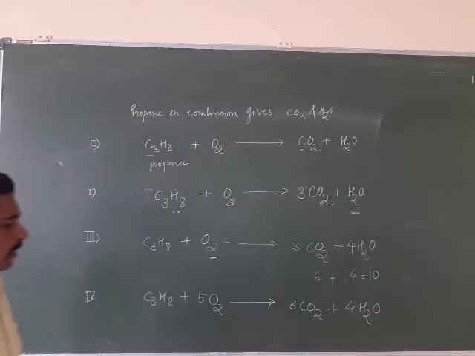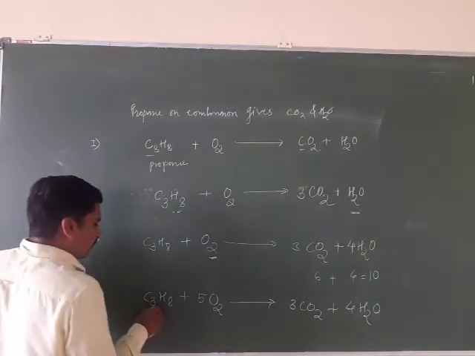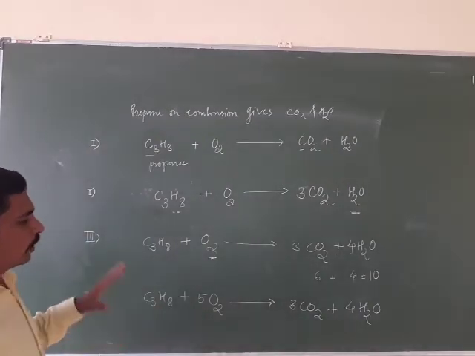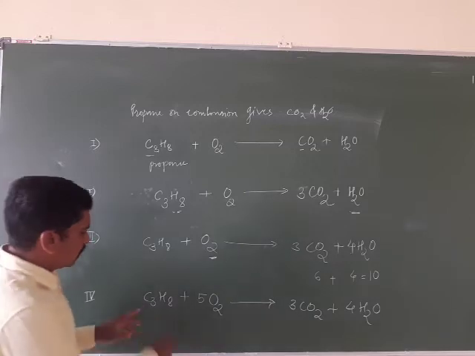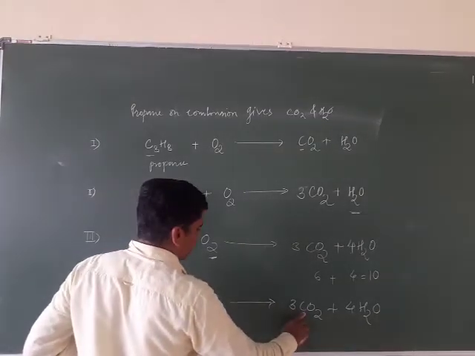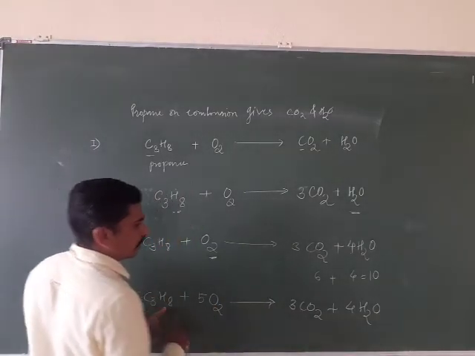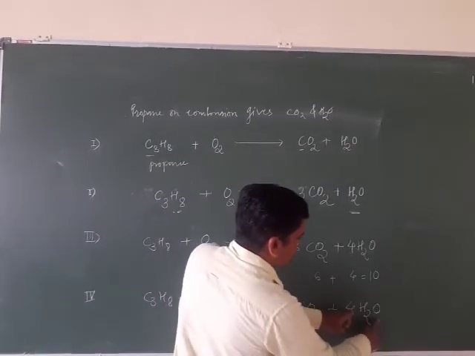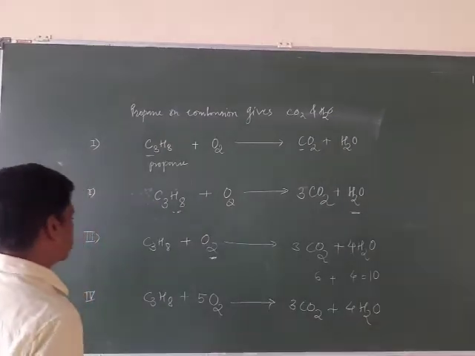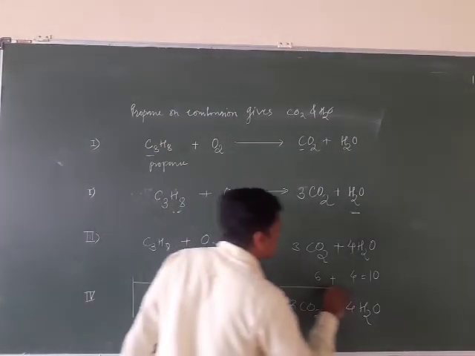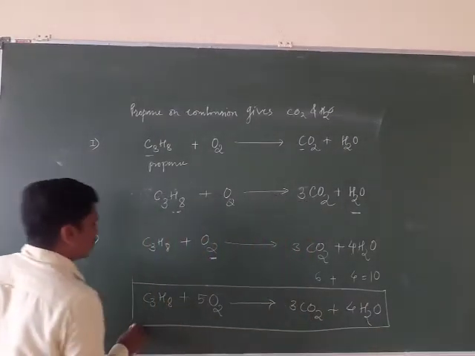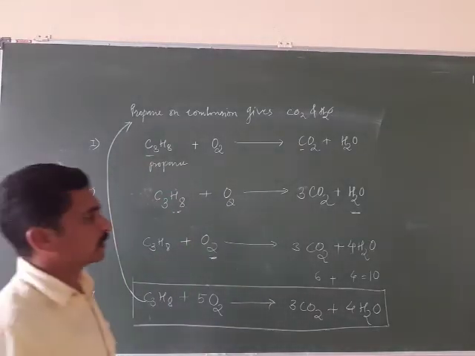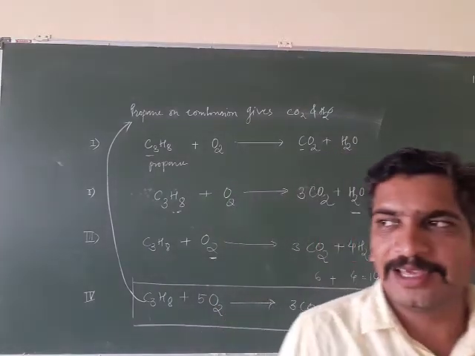Now look at the reaction. The last step is very important: you have to cross check what you have written. 3 carbon atoms, 8 hydrogen, 10 oxygen, 6 plus 4, 10 oxygen. Now this is the balanced chemical equation for this process. So it is clear.